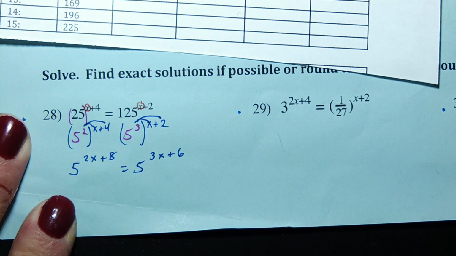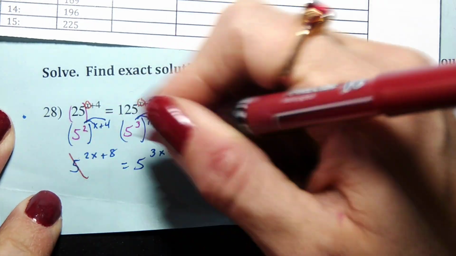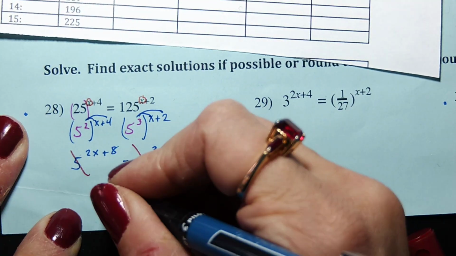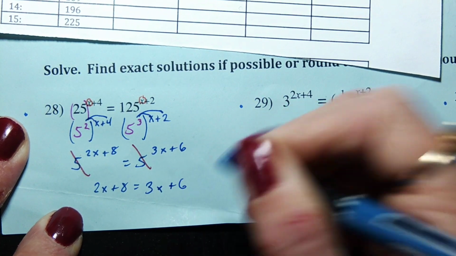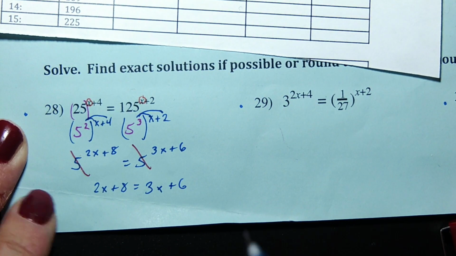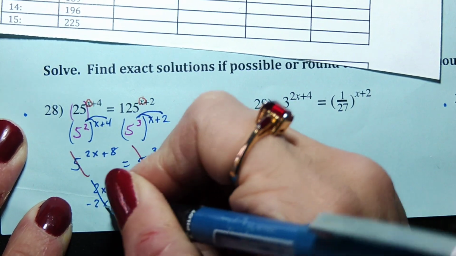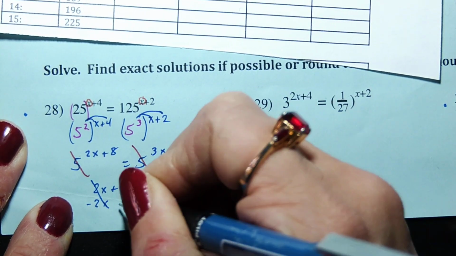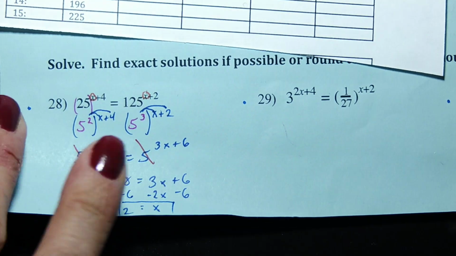Once I have that simplified, what do I do with those bases? What do we do with the 5s? Goodbye. So then 2x plus 8 equals 3x plus 6. And now we have a happy little algebra 1 equation. We want to get our x stuff on the same side. I'm going to subtract 2x, which gives me x. We're going to subtract 6, and that gives me 2. And x equals 2 is my answer.